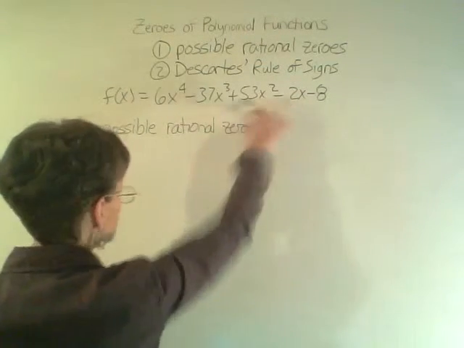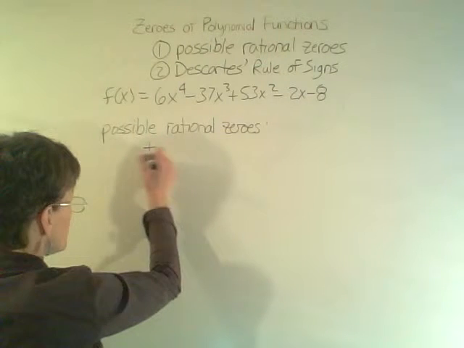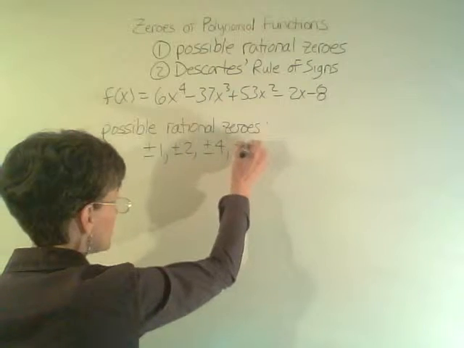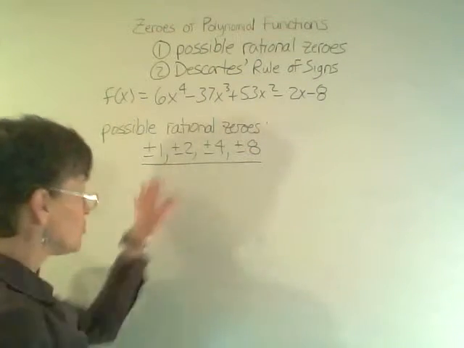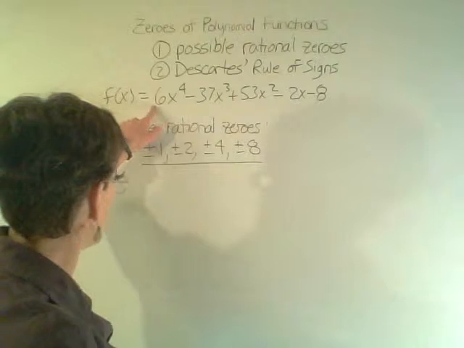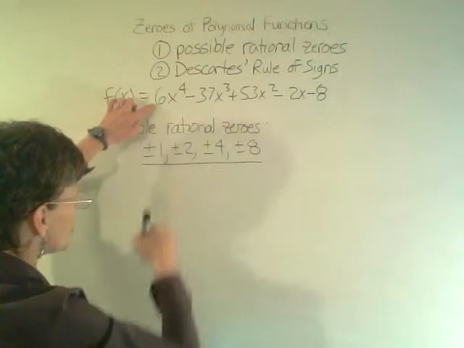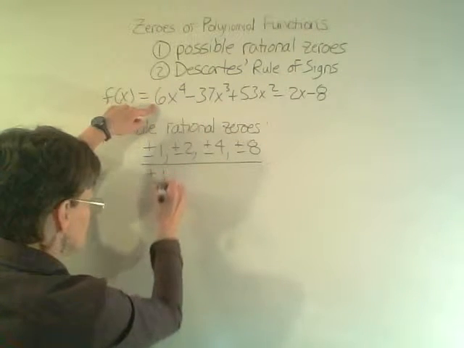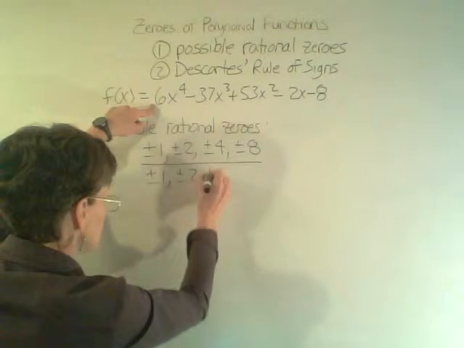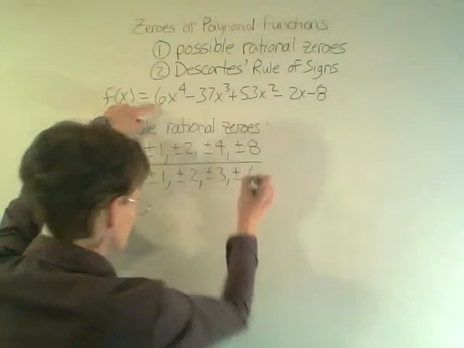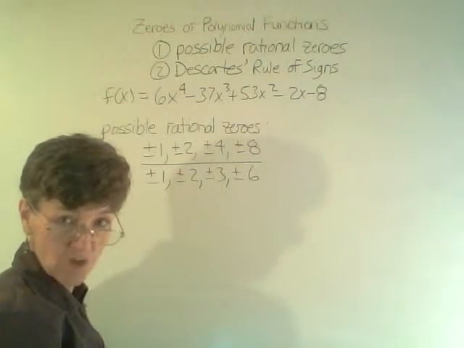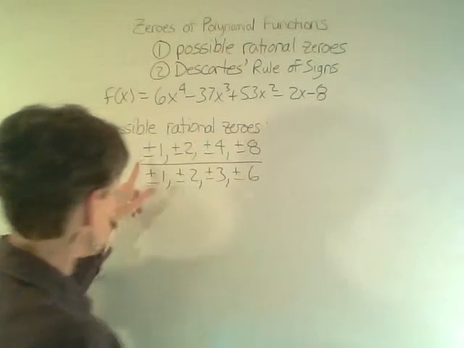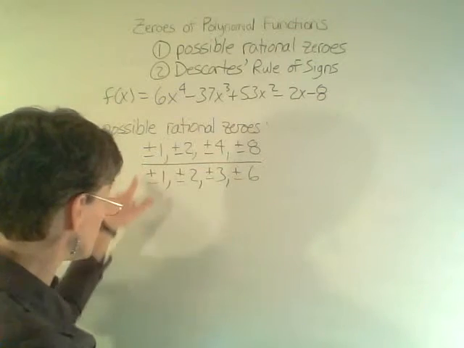coefficient. So all of the factors of 8 are plus or minus 1, plus or minus 2, plus or minus 4, and plus or minus 8. And I'm going to divide each one of those by the factors of my leading coefficient, my coefficient of my highest degree term. In this case, it's 6. So the factors of 6 are plus or minus 1, plus or minus 2, plus or minus 3, and plus or minus 6. So if I wanted to list all of the possible rational zeros for this particular function, then of course I'm going to put each one of these over each number here.